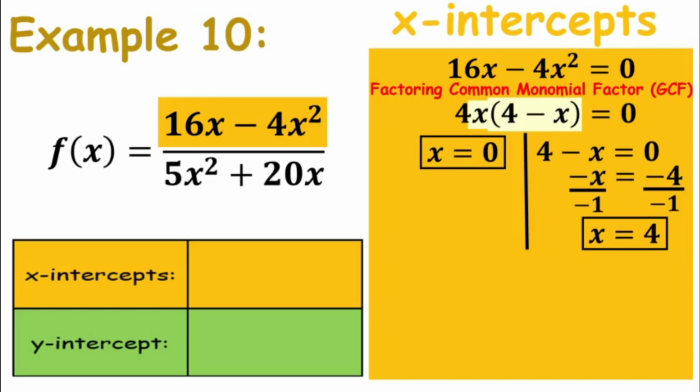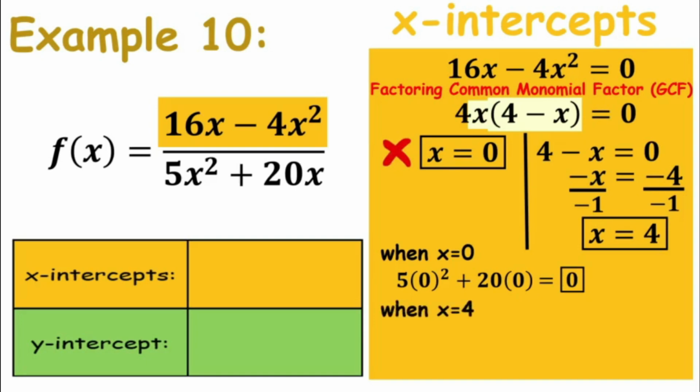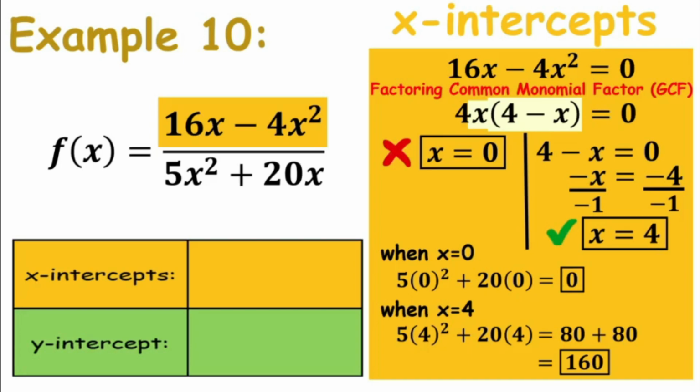Let's substitute each x value for x in the denominator. When x is equal to 0, 5 times 0 squared plus 20 times 0 will give us 0. Since the result is 0, it implies that 0 is not an x-intercept of the function. When x is equal to 4, 5 times 4 squared plus 20 times 4 is equal to 80 plus 80, which gives 160. Since 160 is a non-zero number, 4 is an x-intercept of the function. So the only x-intercept is (4, 0).